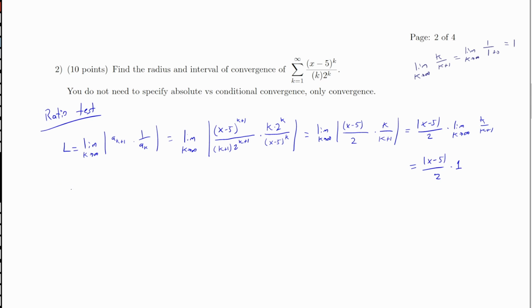The ratio test tells us that we have convergence when L is less than 1. So we'll have convergence when the absolute value of x minus 5 over 2 is less than 1, or the absolute value of x minus 5 is less than 2, negative 2 is less than x minus 5 is less than positive 2. If I add 5 to everything, we'll have 3 less than x less than 7. What we don't know is what happens at the two endpoints.